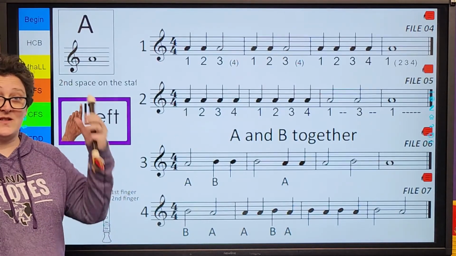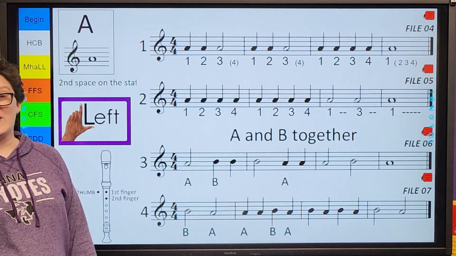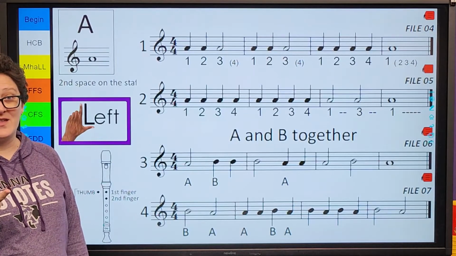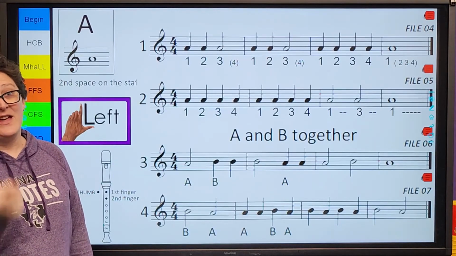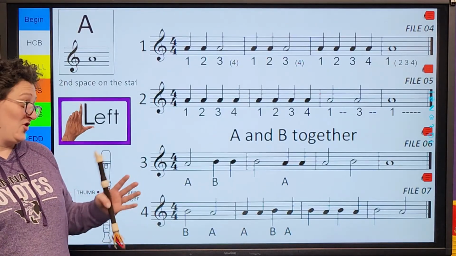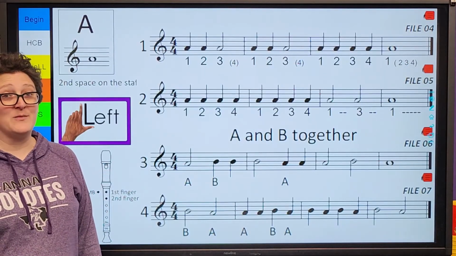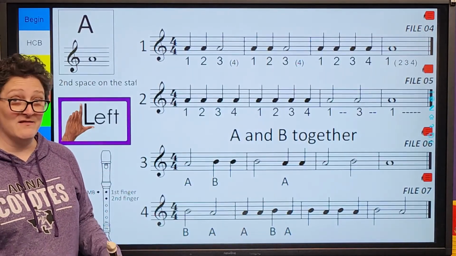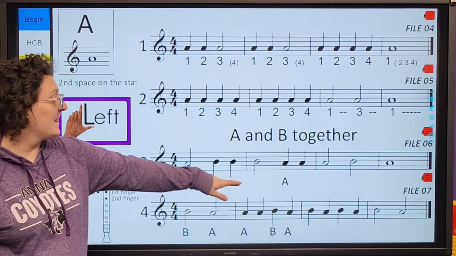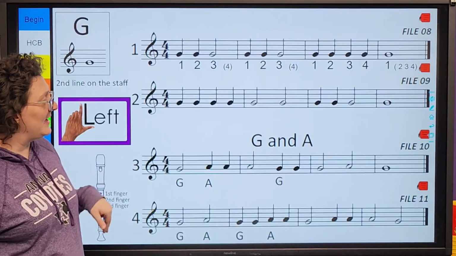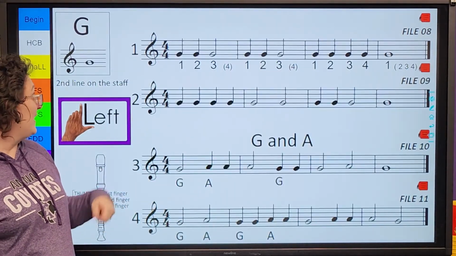And if your mind just went blank, that's why we count it first, then we look at the letters, then we put it together, and then we play. If you were able to just read that, no problems, you are an amazing sight reader. That's what that's called.